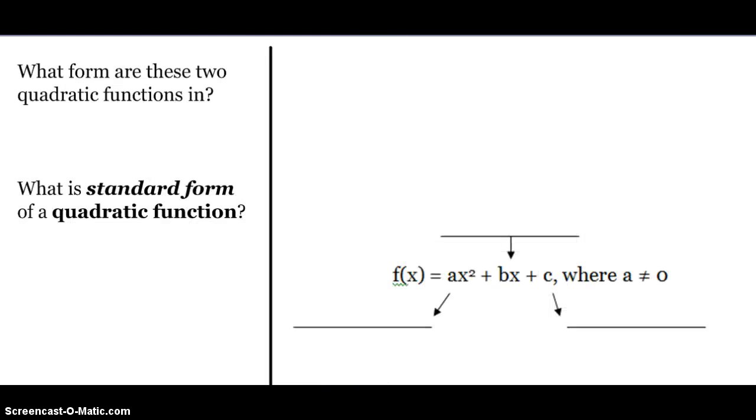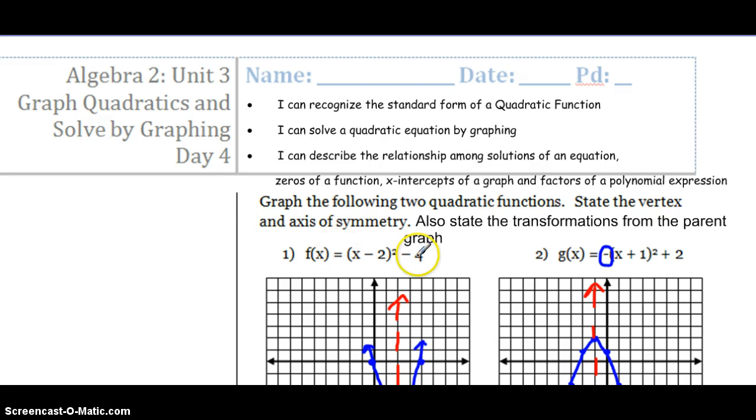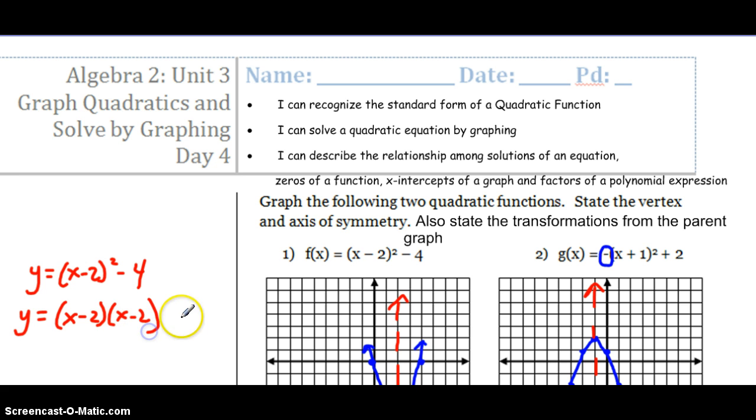Today's notes are going to be talking about standard form. So our standard form of a quadratic function is ax squared plus bx plus c. That's when our vertex form is FOILed out. So we could take this equation here and FOIL out our (x minus 2) to get standard form. So we could multiply out (x minus 2) times (x minus 2) and then subtract 4. If I FOIL this, I'd have x squared minus 2x plus 4, and then minus 4.